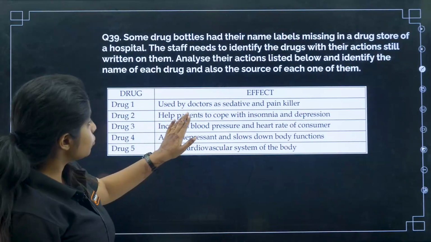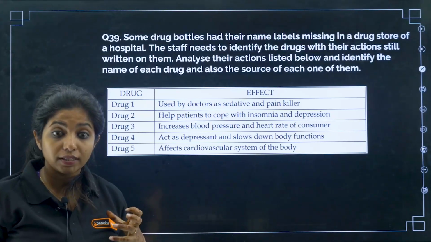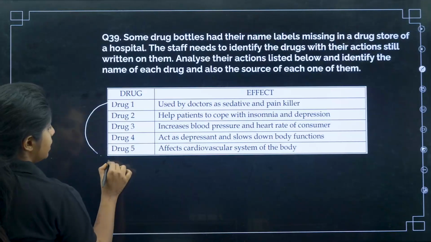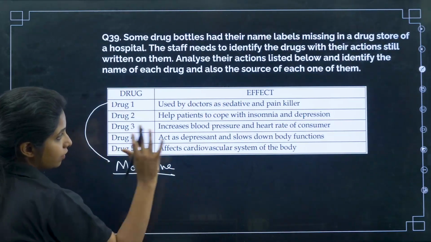So, used by doctors as sedative and painkiller. What is that drug which is used by doctors as sedative, my dear children, and painkiller? Morphine. Okay, it is an opioid. It is an opioid and it is what? Morphine. Sedative, you have to remember like that.